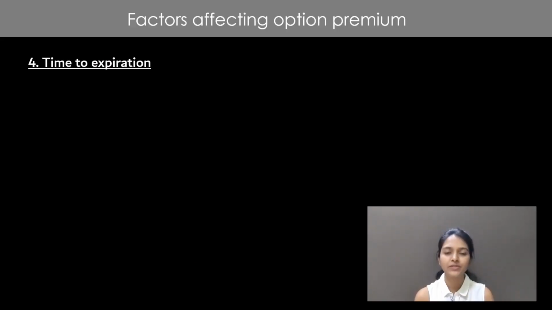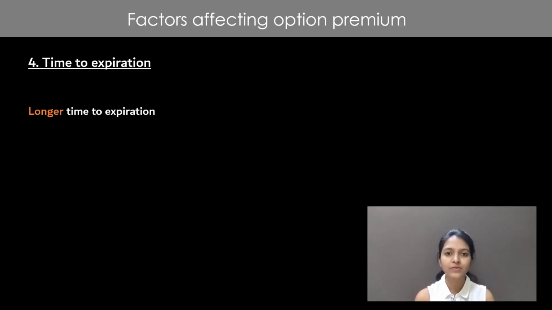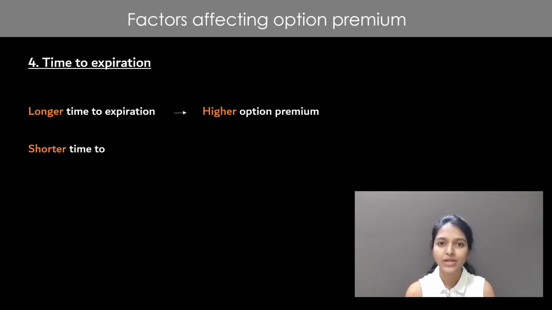Next one is time to expiration. It has an impact on both call and put options. So greater the time for options to mature, the higher will be the probability of options moving in the favor of buyers. Therefore, longer the time to expiration, higher will be the option premiums. Similarly, the lower the time to expiration, the lesser will be the premium. Reason is, as the expiration date approaches, the chances of the options gaining in value are less because the underlying security has less time now for making a major up or down move.